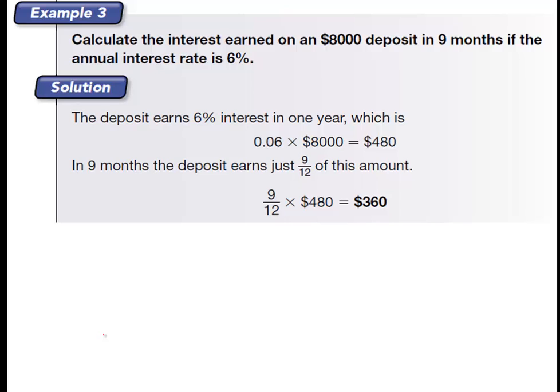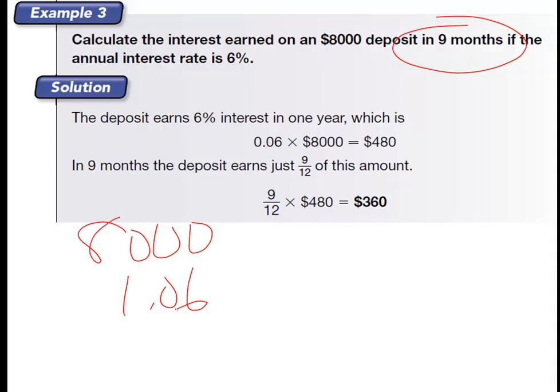They want you to calculate the interest earned on $8,000, but only for 9 months, not a full year. We've been doing a full year. So if we did 8,000 times 1.06, that would tell us what we have after a whole year at 6%. You put that in a calculator and you get $8,480. So when you've got that, you calculate that.